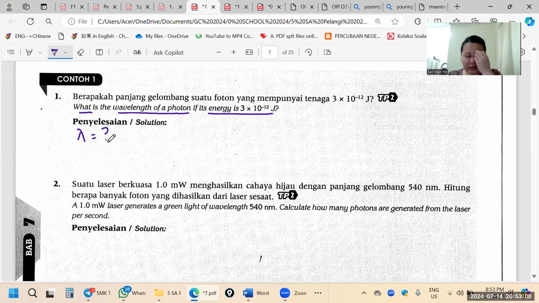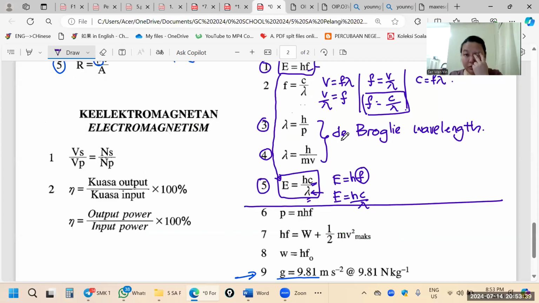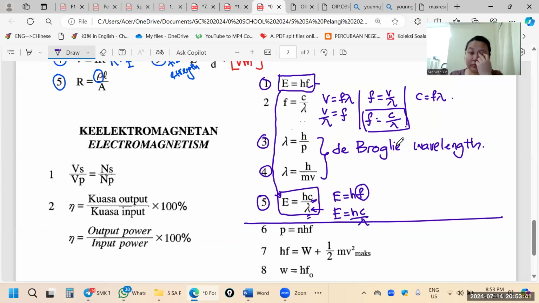Why? Because at least you got a symbol, you know this symbol is in the formula. Then the energy: E here is photon energy, 3 times 10 to the power of negative 12 joule. So what formula do you have about photon and wavelength? Which formula is suitable? 1, 2, 3, 4, 5.